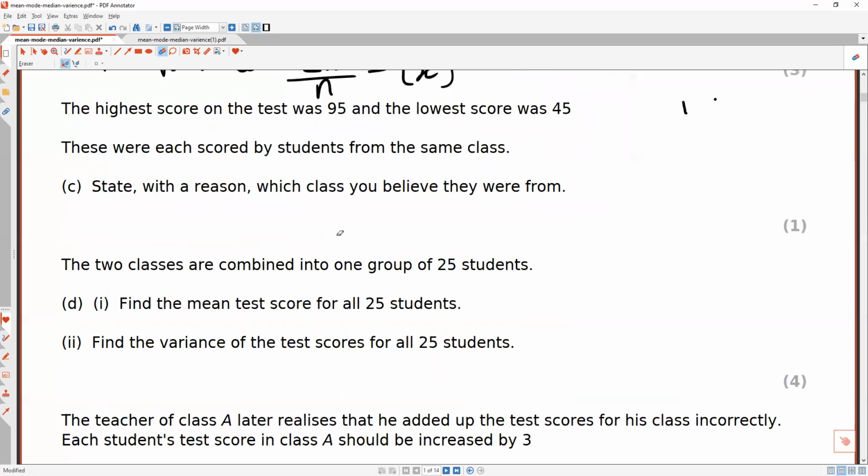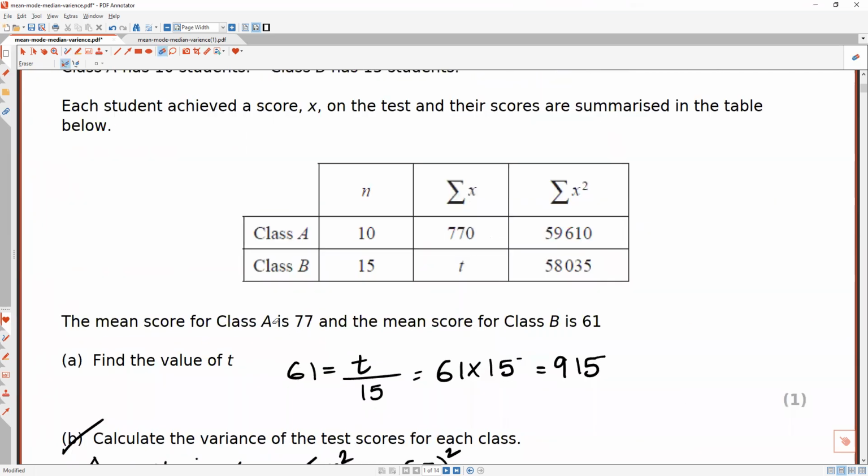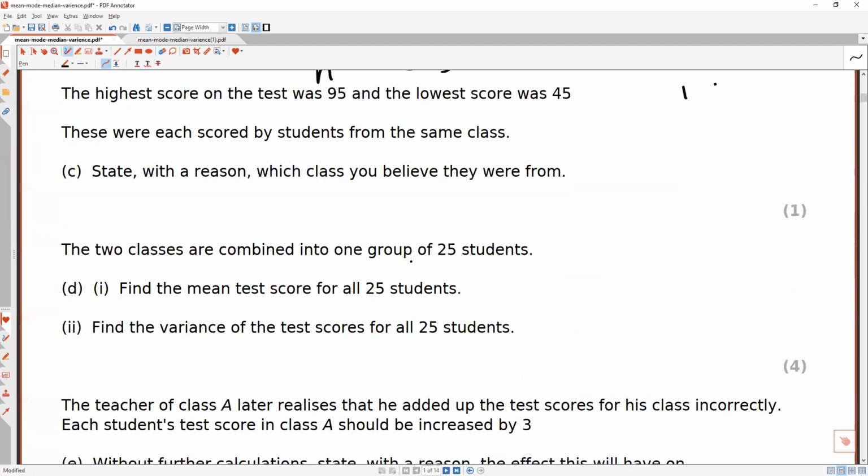Now the two classes are combined into one group of 25 students. Find the mean test score of all 25 students. So easy, as all 25 students, this is what you would do. This is the total, 770, we had 770, right? Plus what was the answer we got, 915. So you would do 770 plus 915 divided by 25, that is your answer, because the total is 770 plus 915, the total of class A plus class B, divided by the total number of people, 25. How much is it? 67.4.